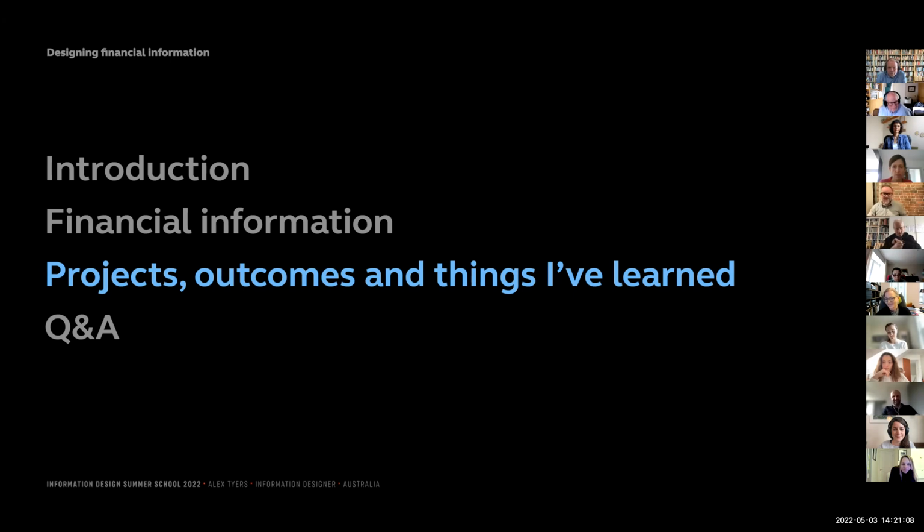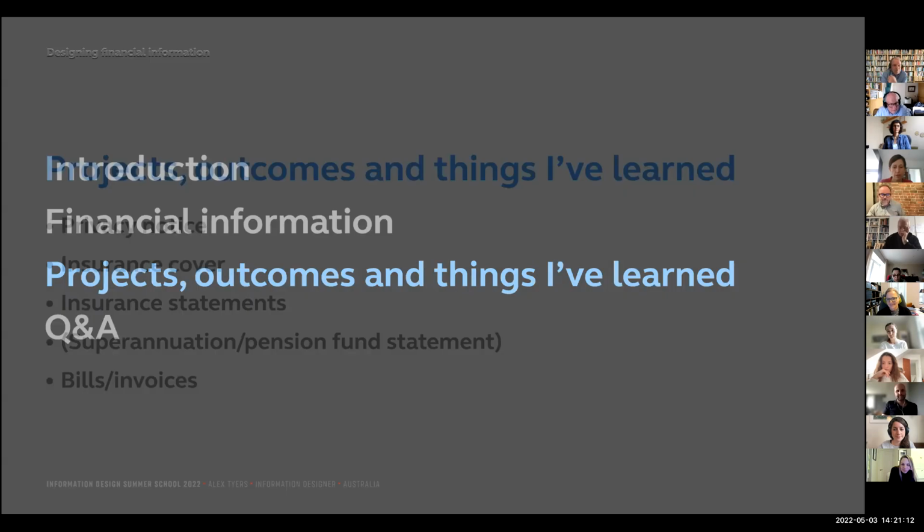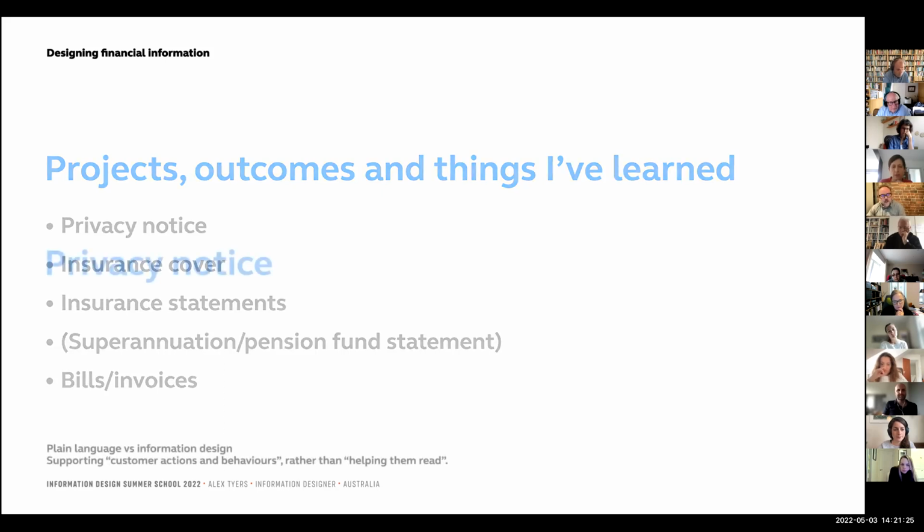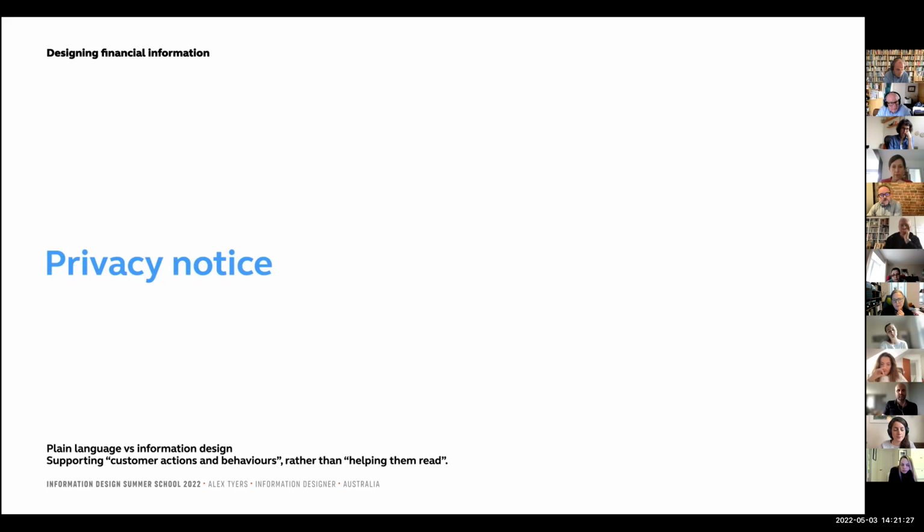So now I'm going to talk a little bit about some projects and outcomes and things that I've learned. I've got a few little things that I'm going to be looking at. So privacy notice, some insurance cover and statements, a superannuation document, and some bills. So first thing I'm going to look at is a privacy notice.